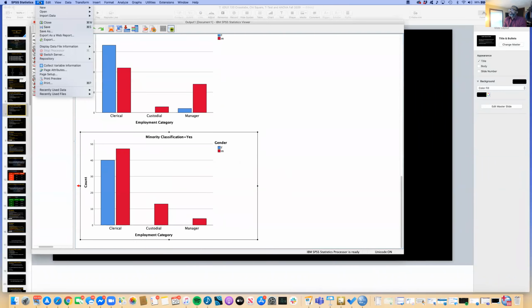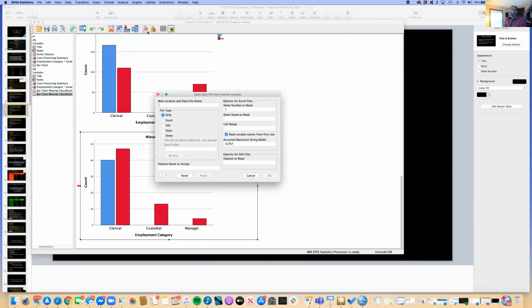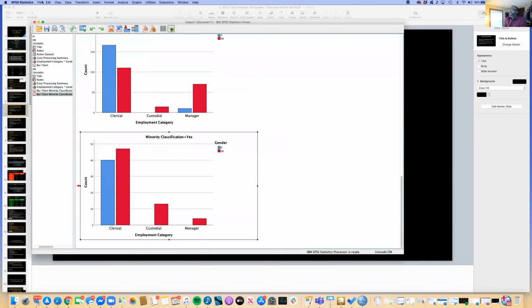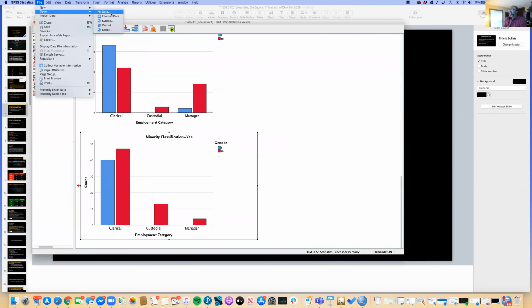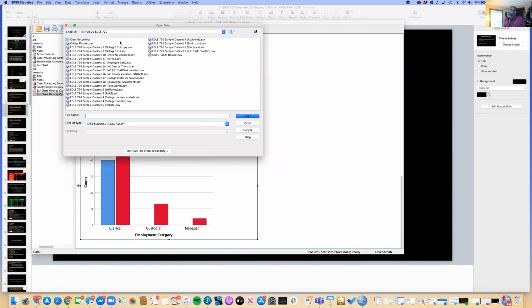My SPSS is real finicky. If I double click an SPSS file, it will not open it. So I have to always go to file and do it this way, or it just won't do it.